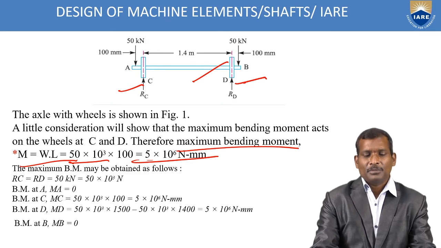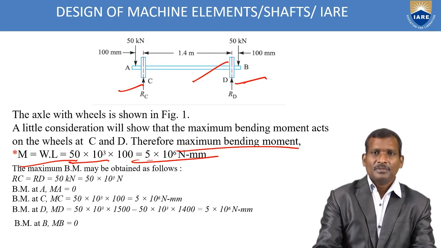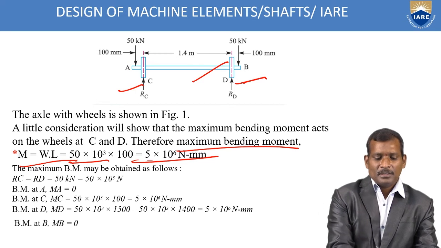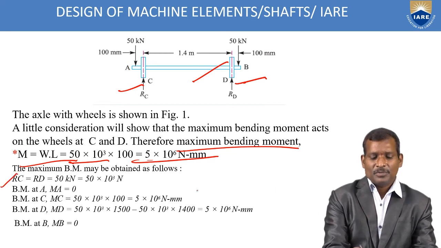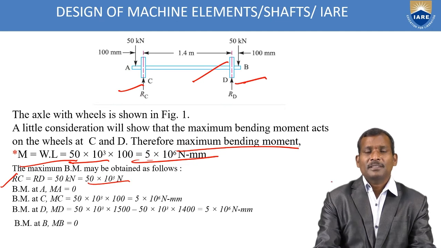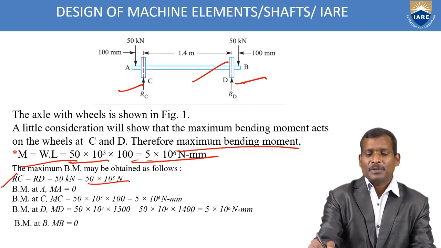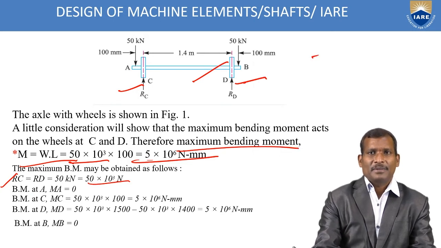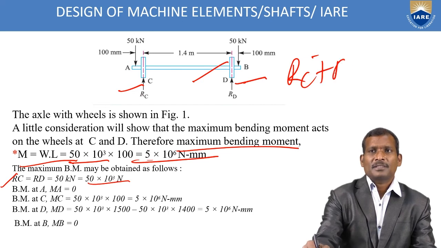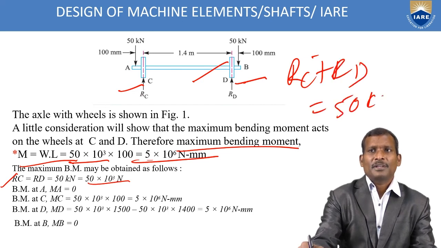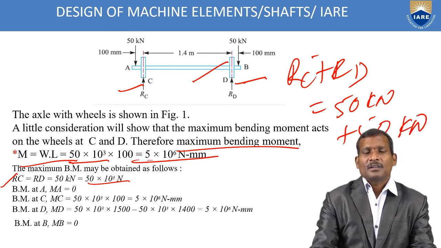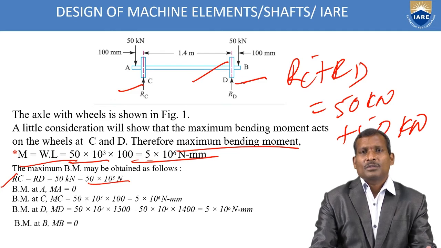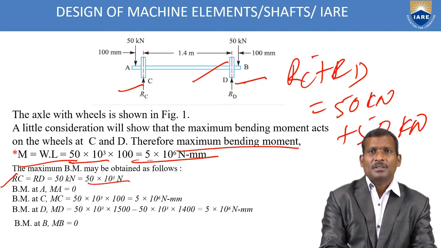Next, the maximum bending moment is obtained as follows. At RC and RD, 50 kilonewtons. Why? Because the summation of the downward forces, 50 plus 50, that is 100, is equal to RC plus RD. So RC plus RD is equal to 50 kilonewtons plus 50 kilonewtons. Clear? So you can say RC is equal to RD is equal to 50 kilonewtons.